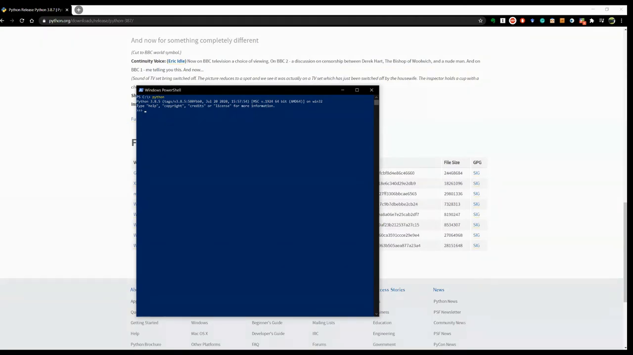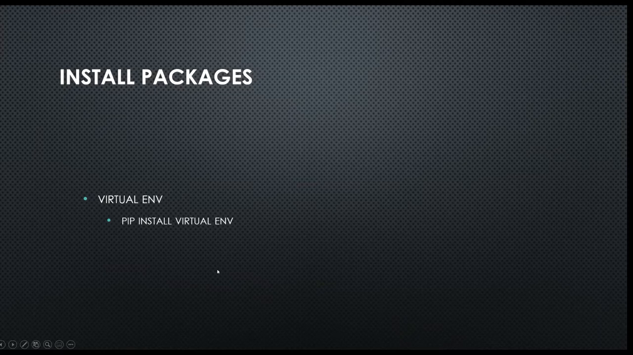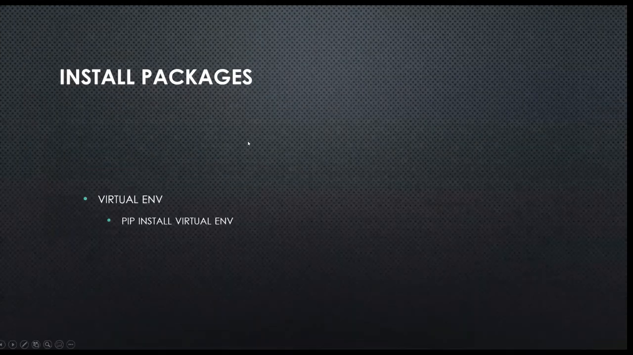After this, what we are going to install now is our packages that we will be using in computer vision during our journey. So first one is the virtual environment. So in your PowerShell, exit from Python. Exit, and then type in pip install virtualenv.